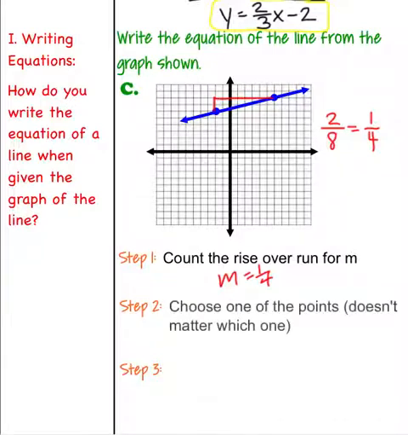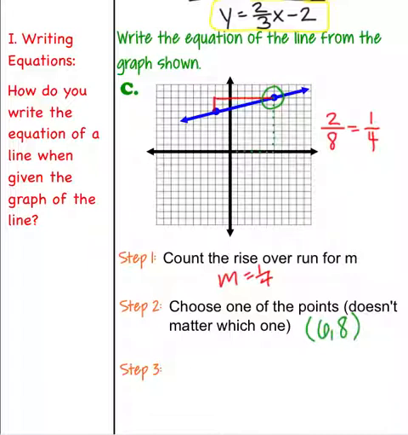Step 2 is going to be to choose one of the points. It doesn't matter which one. I'm going to select this point because it is positive and it's in quadrant 1. So if I count here, I have 1, 2, 3, 4, 5, 6. 1, 2, 3, 4, 5, 6, 7, 8. So my point is (6, 8).